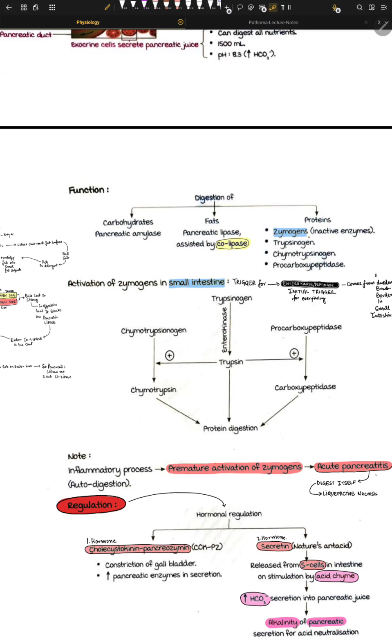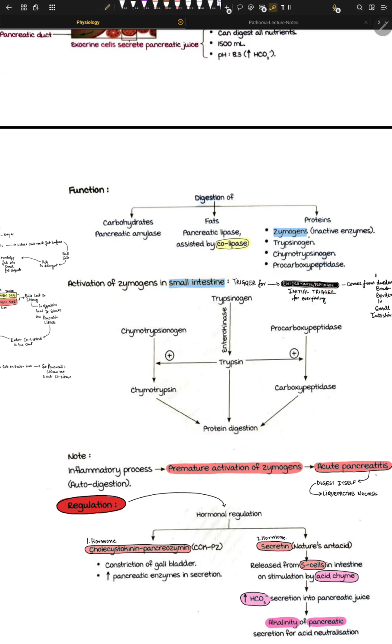We have one of the main types, trypsinogen. Then we have chymotrypsinogen. Then we have pro-carboxypeptidase, not para. So we have these three things: trypsinogen, chymotrypsinogen, and pro-carboxypeptidase. Let's talk a little bit about these things.